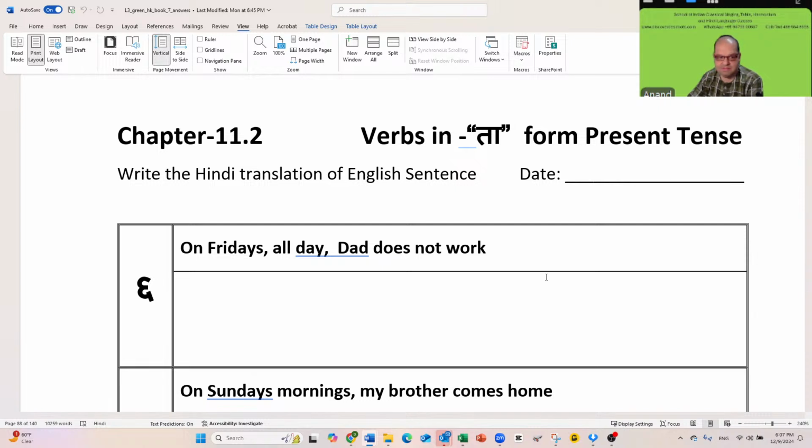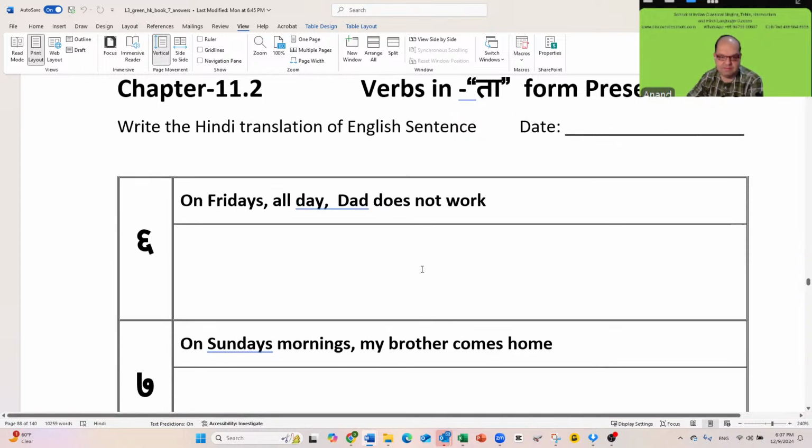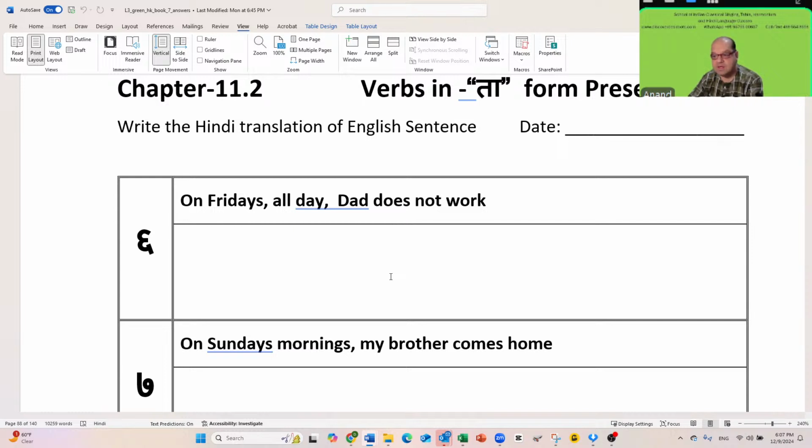शुक्रवार को पिताजी पूरे दिन काम नहीं करते. Okay. शुक्रवार को, repeat with me. शुक्रवार को, पिताजी, पूरे दिन, काम नहीं करते.